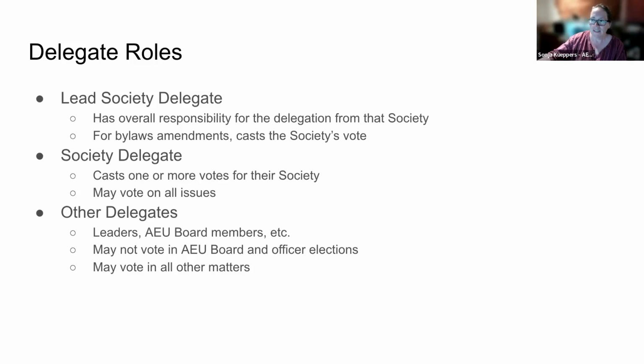The third kind of delegate that you might be is what I'm going to call other delegates. Sometimes we call this a categorical delegate. This is a delegate who is a delegate by virtue of some kind of position that they hold. So all of our certified clergy leaders are allowed to vote. All of our AEU board members are allowed to vote. All of our past presidents are allowed to vote. These people aren't allowed to vote in the board and officer elections.